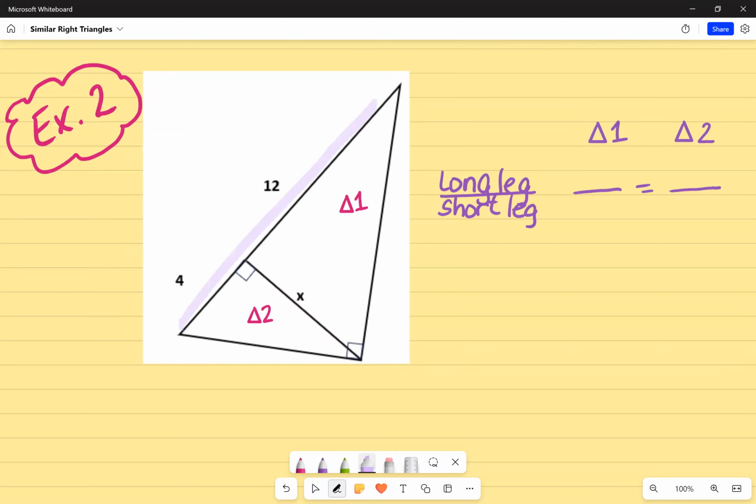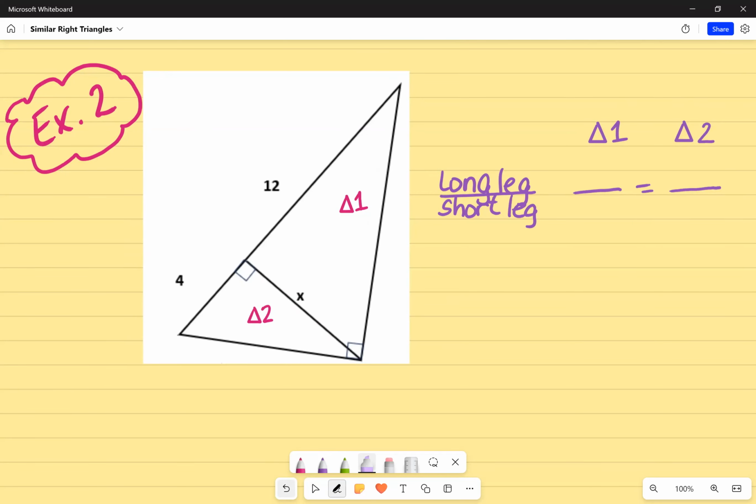So if I look here for the big triangle, I have information. If I look here, I don't. I look here, I don't. So therefore, I only have one hypotenuse, and that's for the larger triangle. I don't have a hypotenuse for triangle 1 or 2, so I can't use hypotenuse. So I'm going to use what's left over, long leg and short leg.